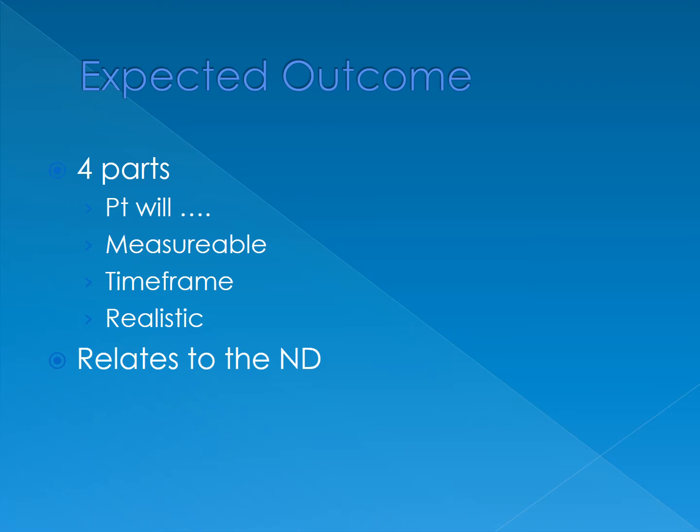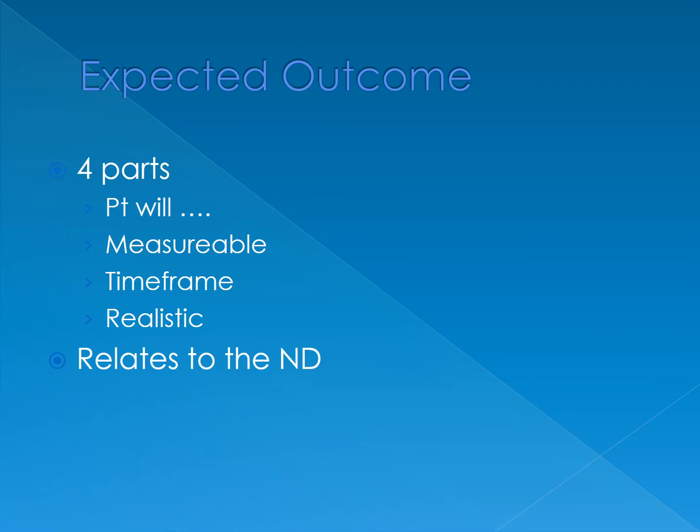But the bottom line is that you want to pick a goal for your patient, an outcome for your patient that is something they want and you want, okay? And sometimes it's more what they want or it's more what you want. But we do have to figure out something that will really meet this patient's needs. So there are certain parts to this. There are 4 parts. It always starts with patient will. It must be measurable, it must have a time frame, and it must be realistic.